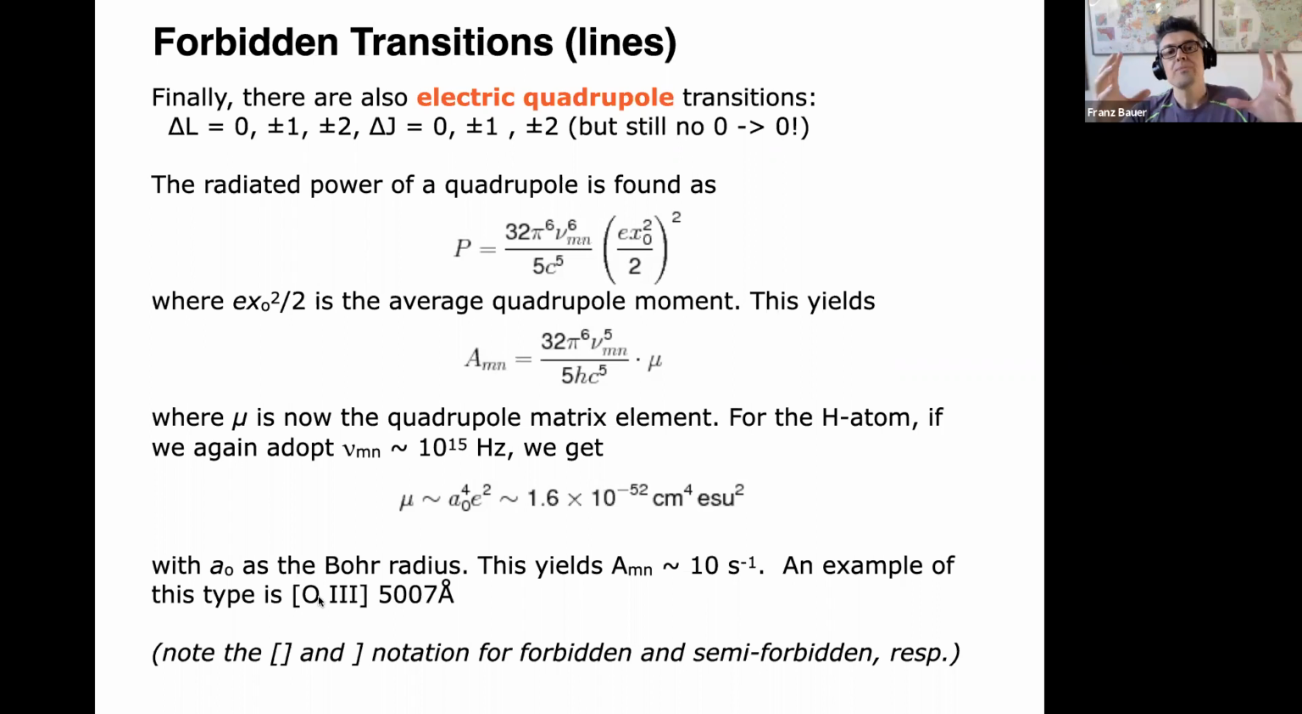And so typically whether something is allowed, semi-forbidden, or forbidden depends partially on the terms that are involved and partially on the value of the spontaneous emission coefficient.